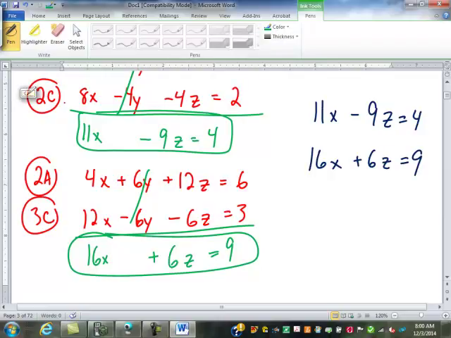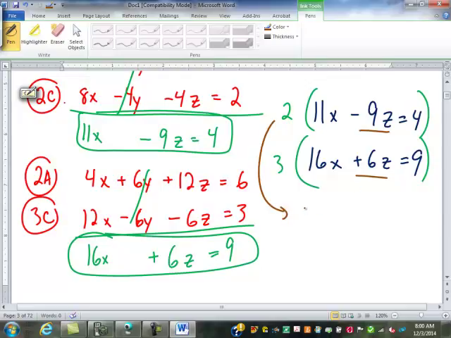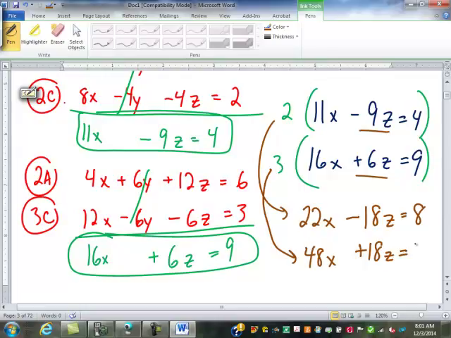I am going to do this top equation times 2, this bottom equation times 3. Can anybody tell me why I would want to do that? Get rid of the z. That'll turn this into negative 18. This will be positive 18. Z will go bye-bye. So times 2 here would be 22x minus 18z equals 8. This will become 48x plus 18z equals 27.